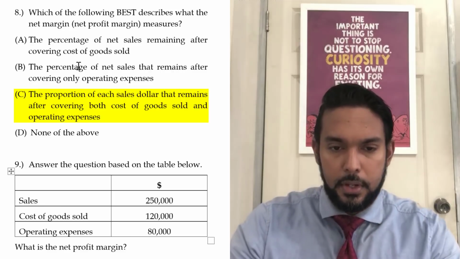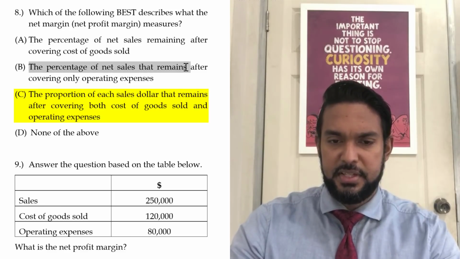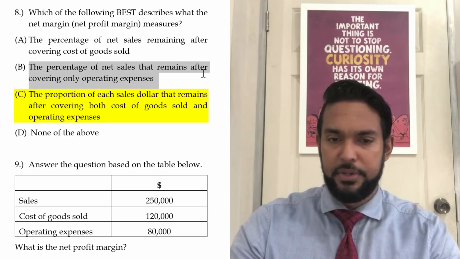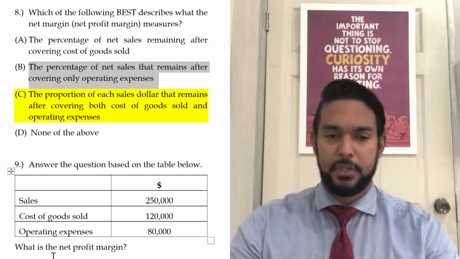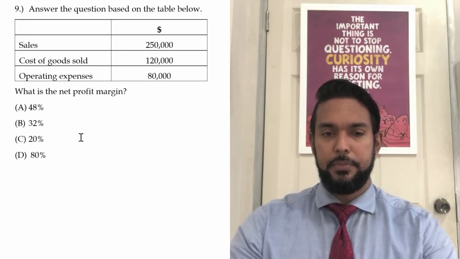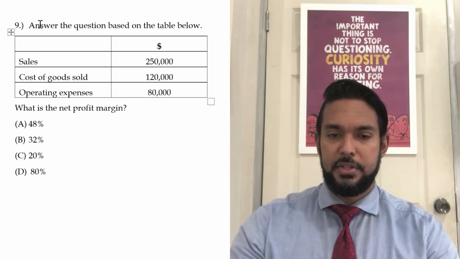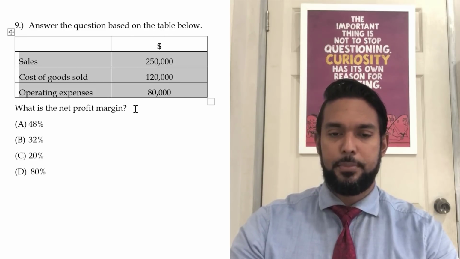So the percentage of net sales that remains after covering only operating. No, okay, so I was just double checking. Let's go down to number 9, shall we? Answer the question based on the table below. So we have sales, cost of goods sold, operating. What is the net profit margin?